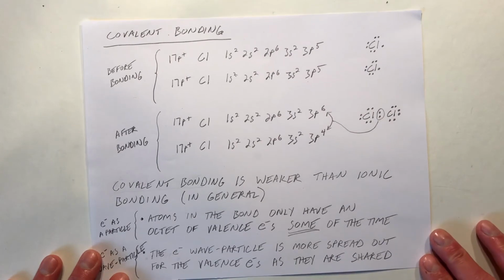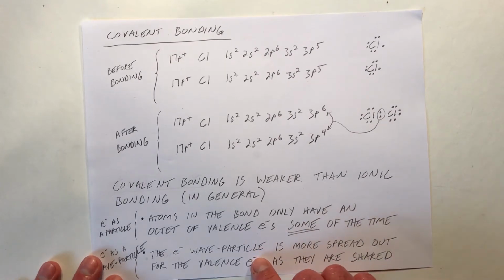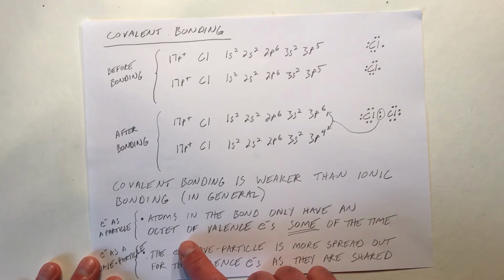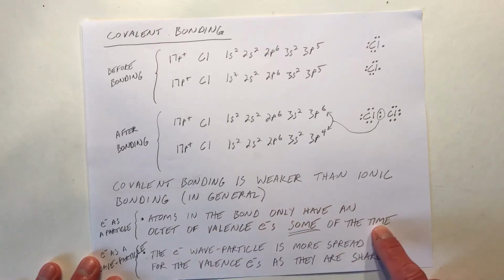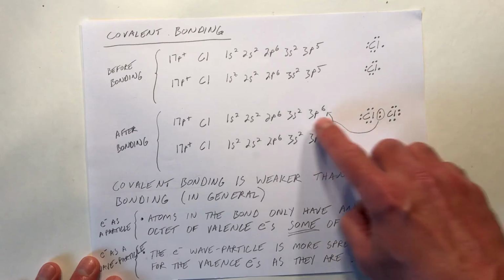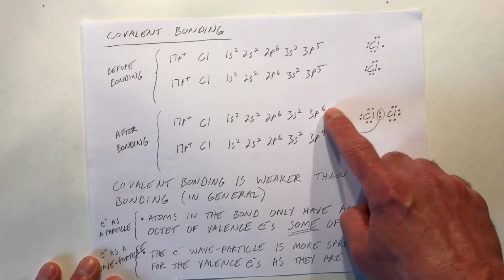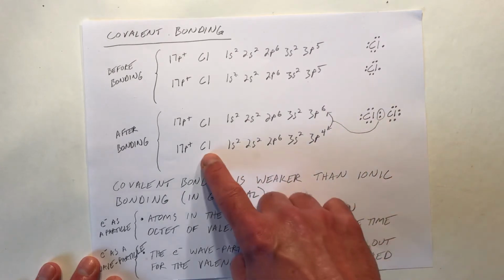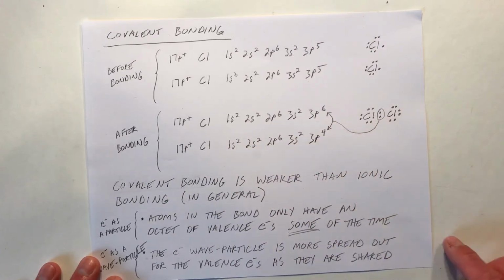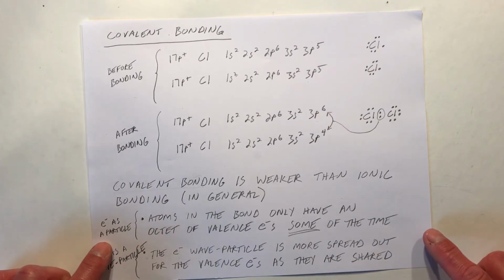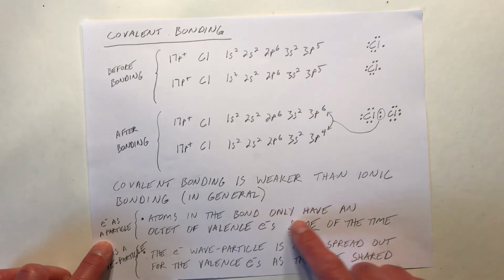Now notice that at any one point in time, atoms in a bond only have an octet some of the time, right? This top chlorine would have an octet sometimes, and then when the 2 electrons switch down here, this bottom chlorine would have an octet. Now, if you take a view of the electron strictly as a particle, that's the way that you might look at that.